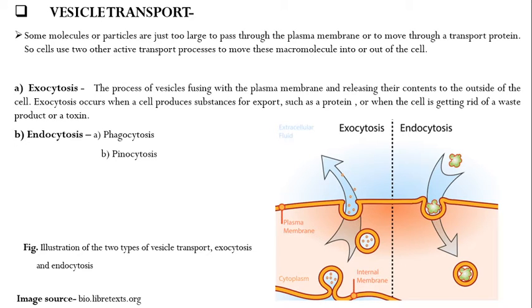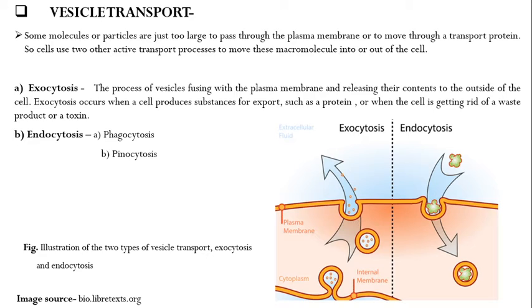And the second point is endocytosis. In endocytosis, there are two types. First is phagocytosis, where engulfing of solid particles is known as phagocytosis, and second is pinocytosis, where a cell engulfs liquid material, which is known as pinocytosis.